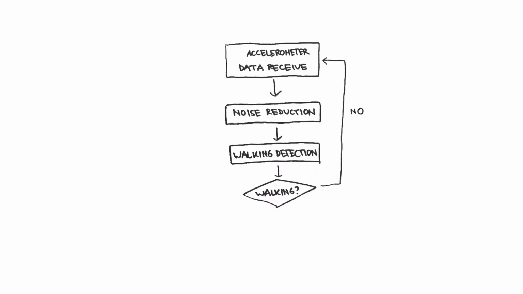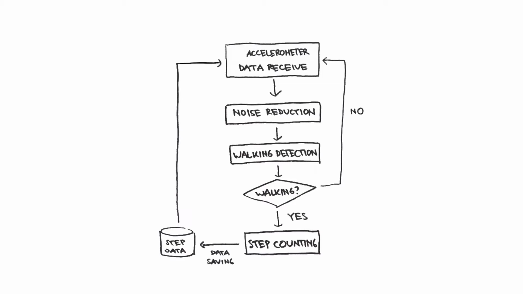And finally, if the user is not walking, the system goes back to reading the next batch of acceleration data. Else, it will proceed to the important step, which is step counting. Later, when the user stops walking, the produced step data will be stored and the system returns to fetching the acceleration data. So, what steps are involved in the step counting?